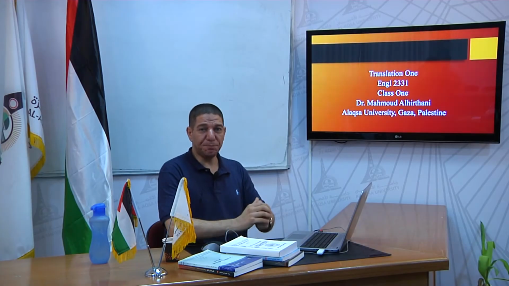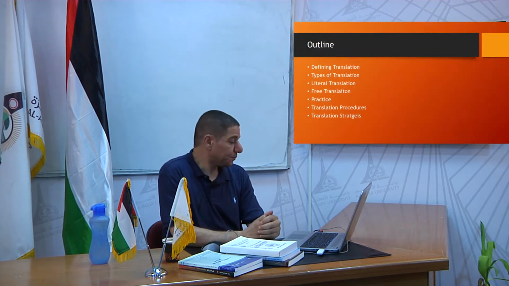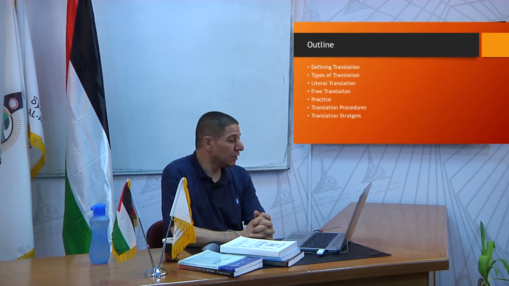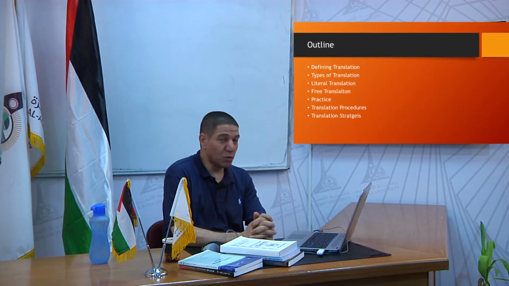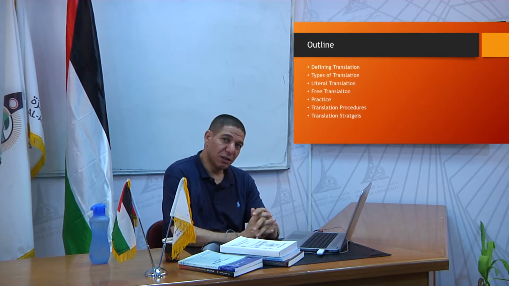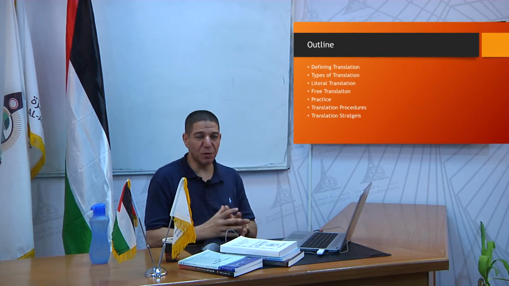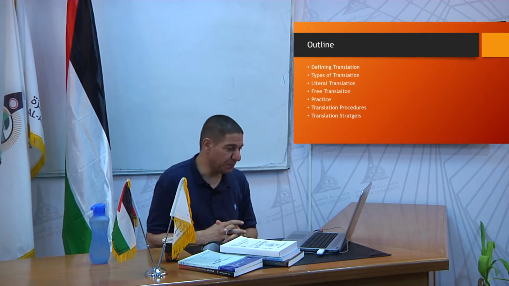Hello everyone. Today we are going to take class number 1 in the summer course of Translation 1. In this class, we are going to study the following topics. First, we will define translation, and then we will go for types of translation, and then we will differentiate between literary translation and free translation with a practical example from translation.